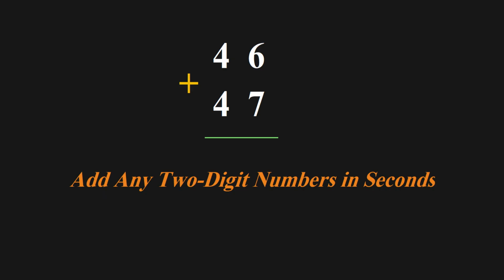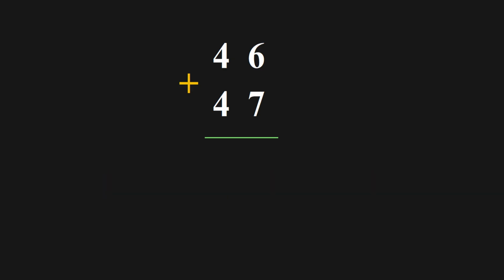Let's solve this addition problem. 46 plus 47. The ones place is on the right and the tens place is on the left. We start solving the addition equation by adding the numbers in the ones place. 6 plus 7 equals 13.